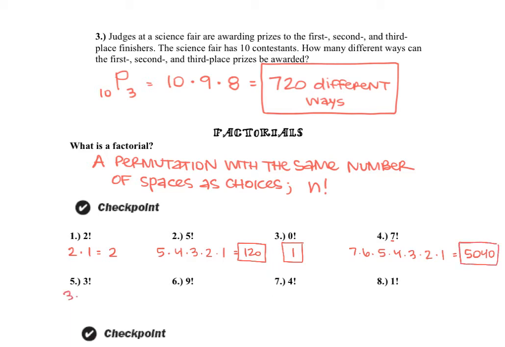3 factorial would be 3 times 2 times 1, so that would be 6. 9 factorial is going to be kind of long because it's going to be 9 times 8 times 7 times 6 times 5 times 4 times 3 times 2 times 1. And again, you could type that into your calculator. And that one comes out to be 362,880. All right, so hopefully this gives you enough of an idea what a factorial is. We're going to come back to this in just a moment.